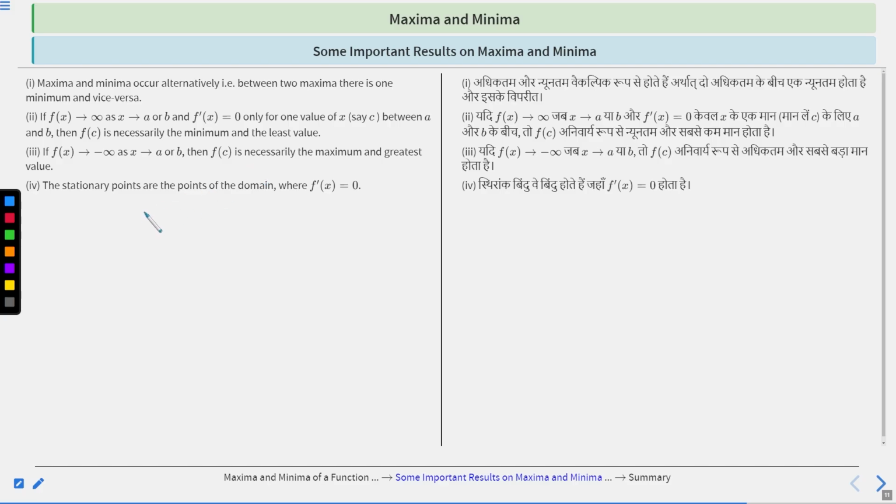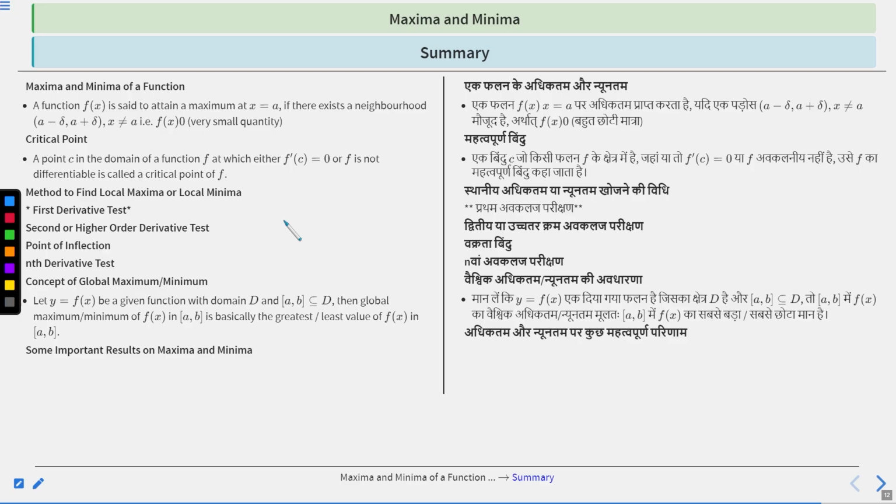Next, point 4, the stationary points are the points of the domain where f'(x) equals 0. Right, the stationary points are the points of the domain where f'(x) equals 0. Clear? You have to remember this. Next is the summary of this chapter, what we have studied till now.